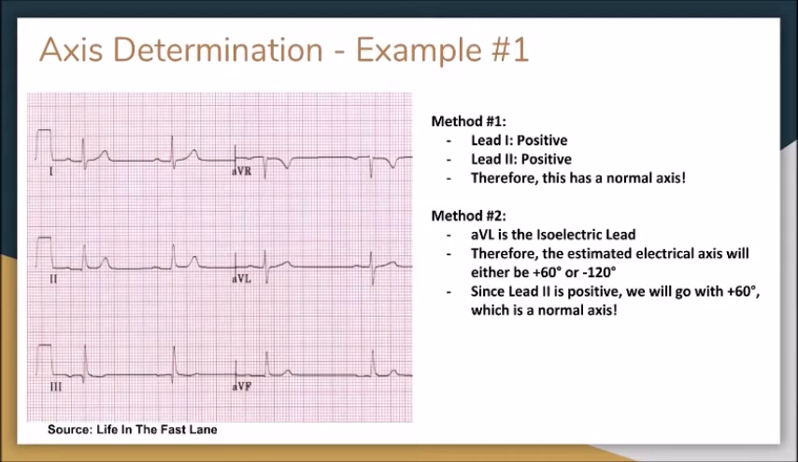Let's use our first method, analyzing leads 1 and 2. Lead 1's here, this QRS is positive. Lead 2 is here, this QRS is positive. Therefore, this has a normal axis.